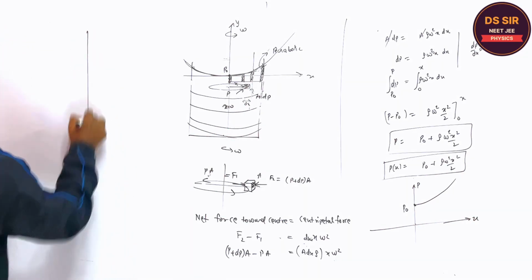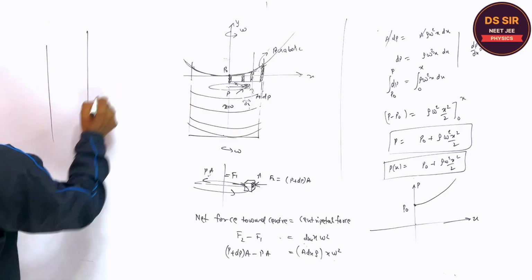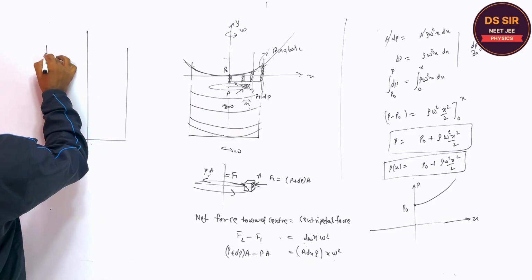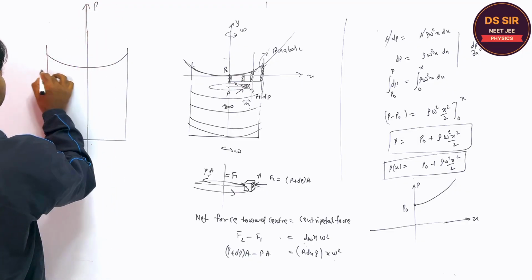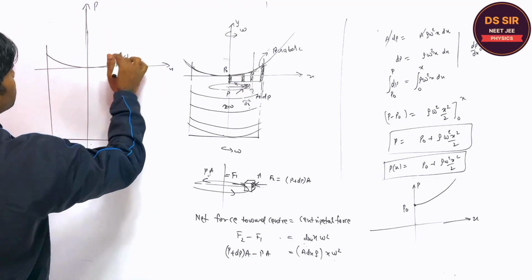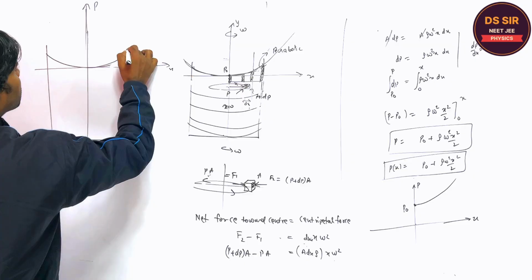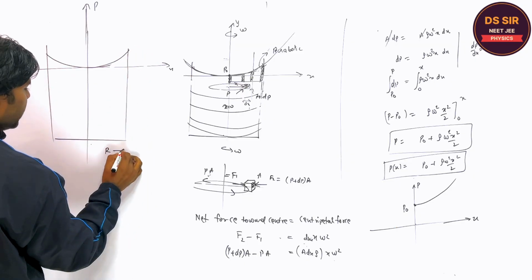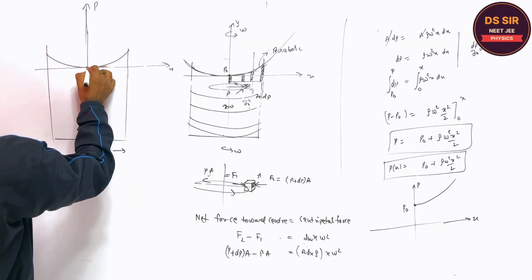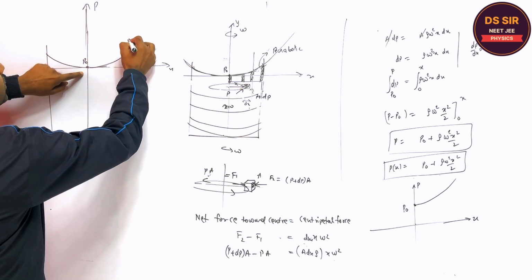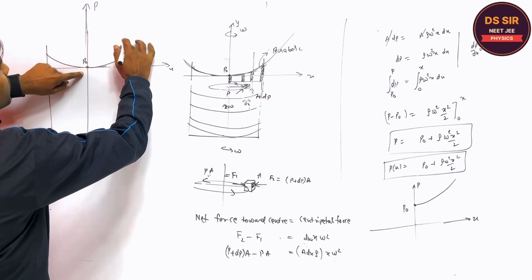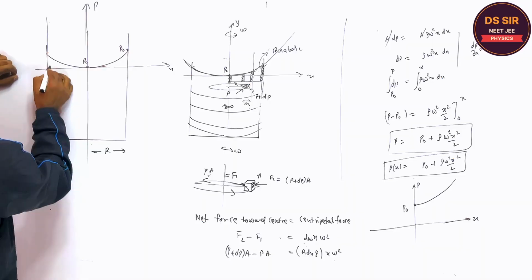So listen one more thing. If this is the rotating vessel, right? If you draw, this is the pressure and this is the distance x. So this is the parabolic curve. Fine. If this is the radius capital R, what is the pressure at this point? Say P naught. What is the pressure at this point? Say P naught. It is open, right?